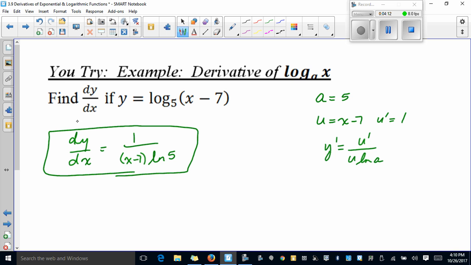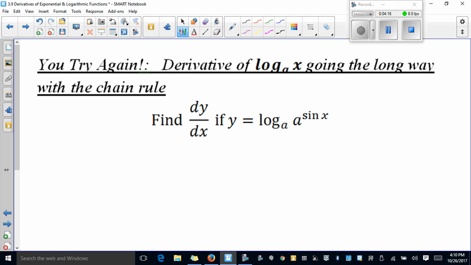Okay, so derivatives of log base a of x going the long way. Oh no, we are not going to do it a long way. We're going to cheat. That's what we're going to do. Find dy/dx if y equals log base a of a to the sine of x. We have this little power rule here that we can take this exponent and move it down. So we get sine of x times log base a of a. And this guy here is equal to 1.